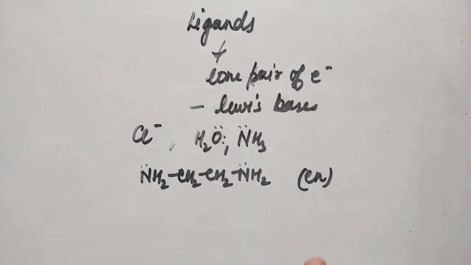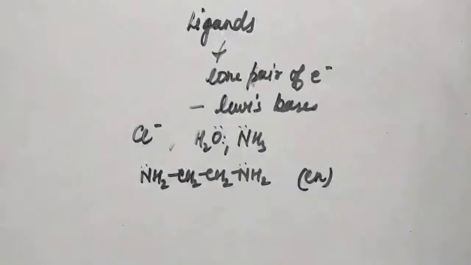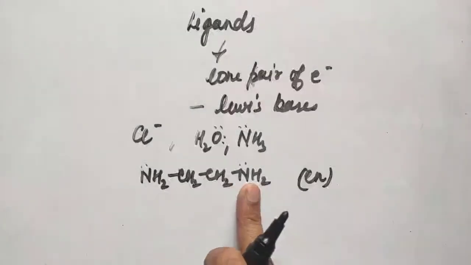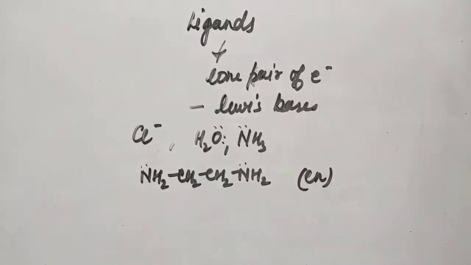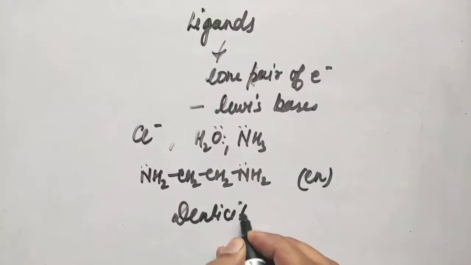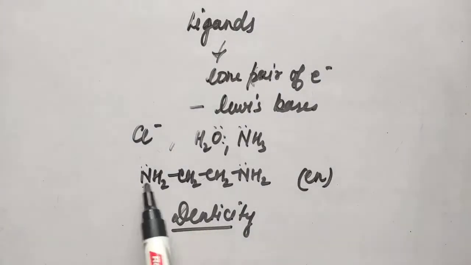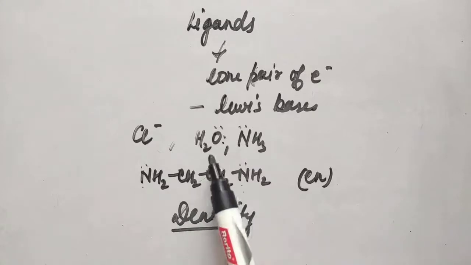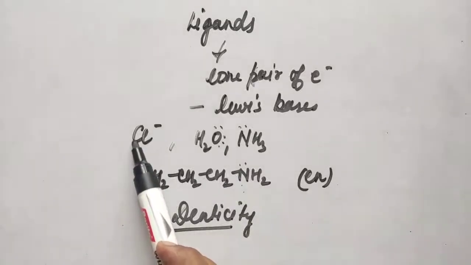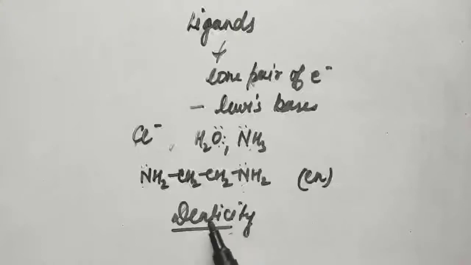Now the ligand may have one donor atom to donate a pair of electrons, or it may have more than one atom to donate a pair of electrons. The number of coordinating or ligating groups present in the ligand is known as denticity. Here nitrogen is the coordinating group, 2 nitrogens are there. Here 1 oxygen is there. Here 1 Cl is there. Here 1 nitrogen is there. So the number of coordinating groups present in the ligand is denticity.